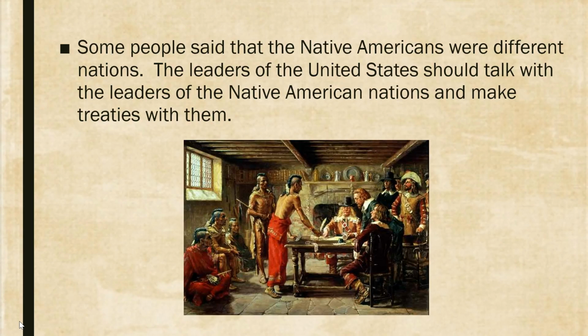So you can see in this picture there's some European people, there's some Native people, and they're both signing something. I think they've negotiated an agreement, and this is like two different nations talking to each other.